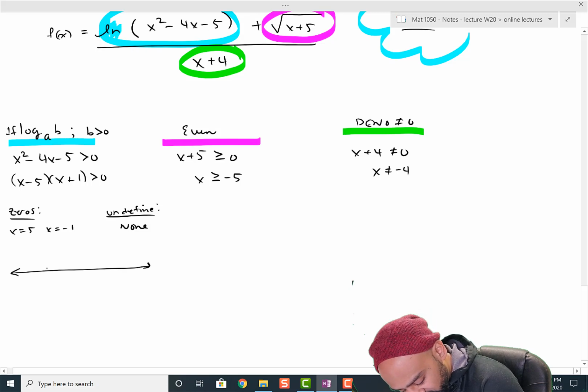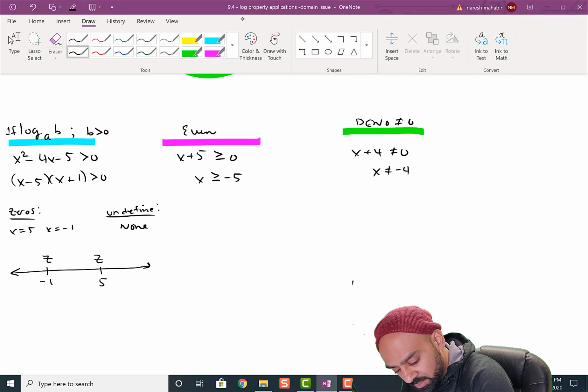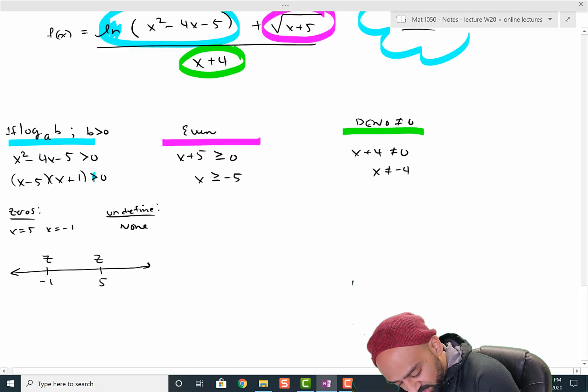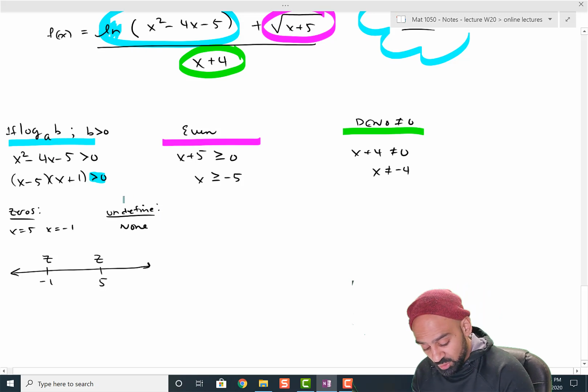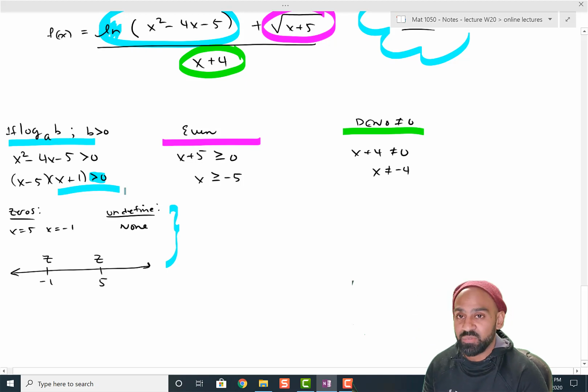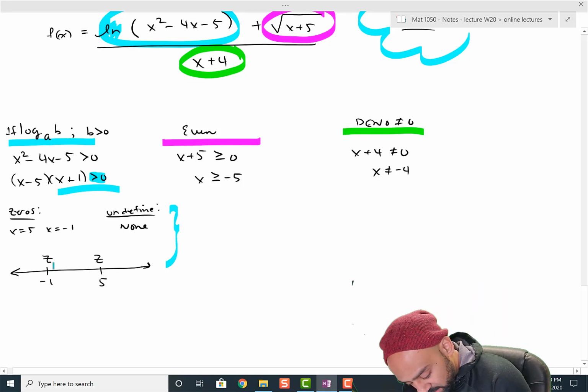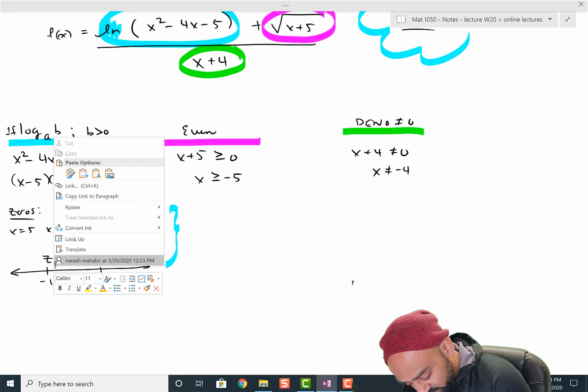In our sign chart here, I got minus 1, I got 5. These are both zeros, but I don't want to include either one of them because it says I must be strictly greater than 0. Okay, so again, we are not making any of the equations. The only place, if you notice, anywhere in this work that you see an inequality is right here. It's not even in the work. Okay, it stops there.